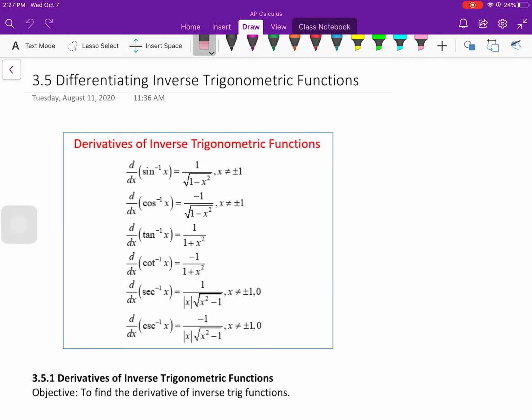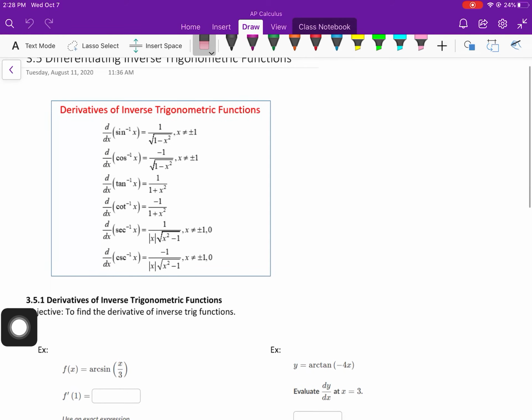Time for some inverse trigonometric derivatives. So you can see the list is here. We're just going to go right through that list. And yes, a good idea to memorize those. If we do end up back in class, I'm going to go ahead and quiz you guys on that.